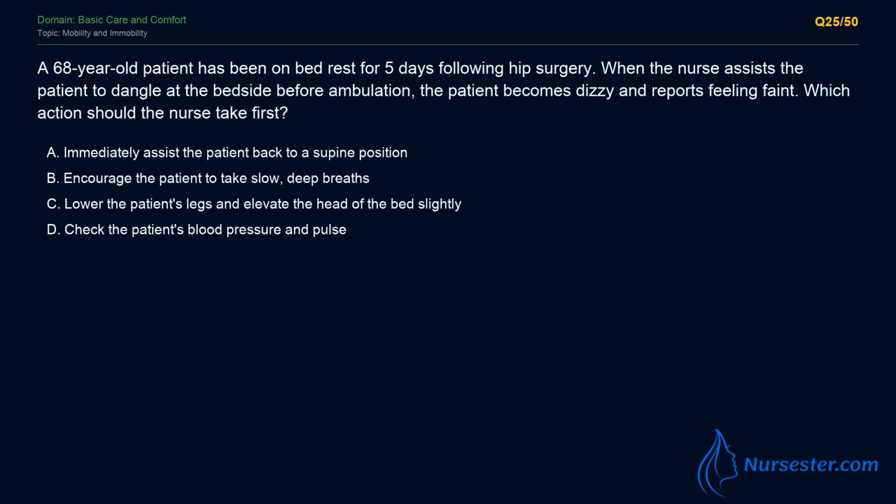Question 25. A 68-year-old patient has been on bed rest for 5 days following hip surgery. When the nurse assists the patient to dangle at the bedside before ambulation, the patient becomes dizzy and reports feeling faint. Which action should the nurse take first? Option A. Immediately assist the patient back to a supine position. Option B. Encourage the patient to take slow, deep breaths. Option C. Lower the patient's legs and elevate the head of the bed slightly. Option D. Check the patient's blood pressure and pulse.